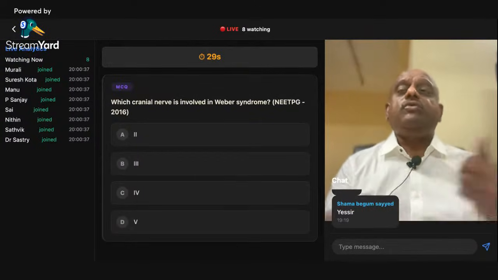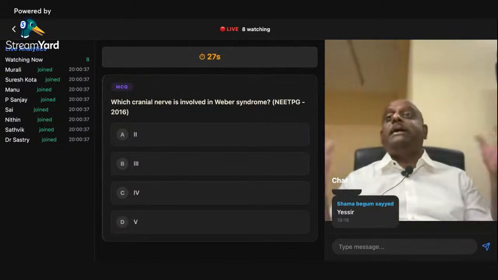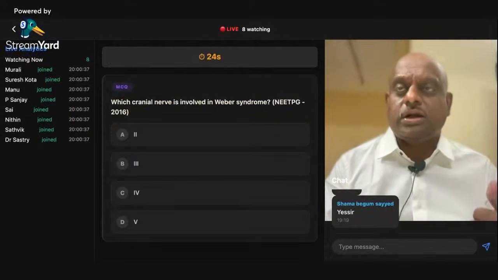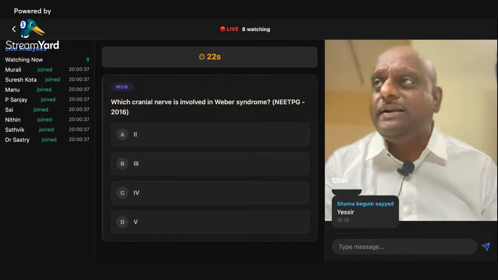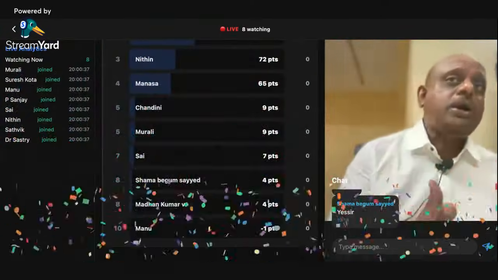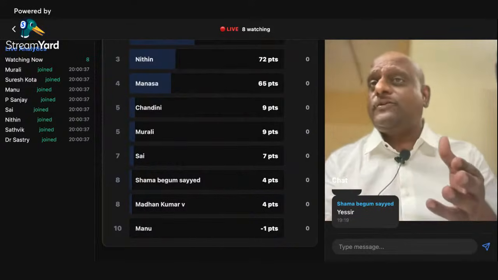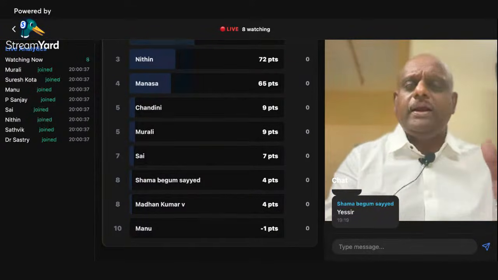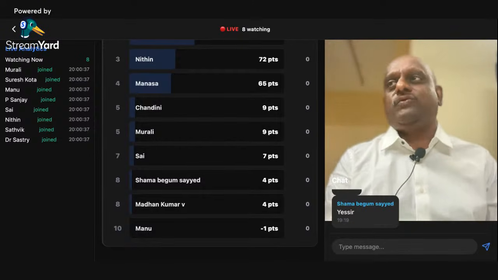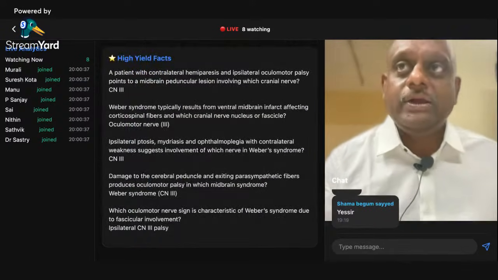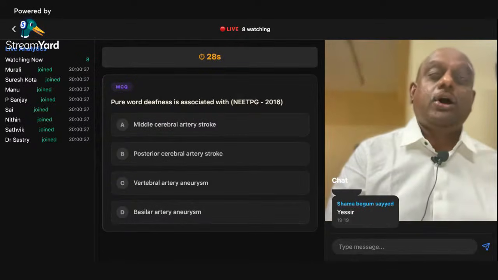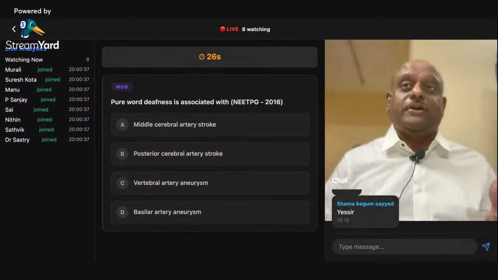Which cranial nerve is involved in the Weber syndrome where the midbrain is involved, doctor? Midbrain gives rise to third and fourth cranial nerves. That is the reason you need to remember that it is the oculomotor nerve, which is arising from the midbrain, that is involved whenever there is Weber syndrome. So contralateral hemiparesis with ipsilateral oculomotor palsy is the Weber syndrome.